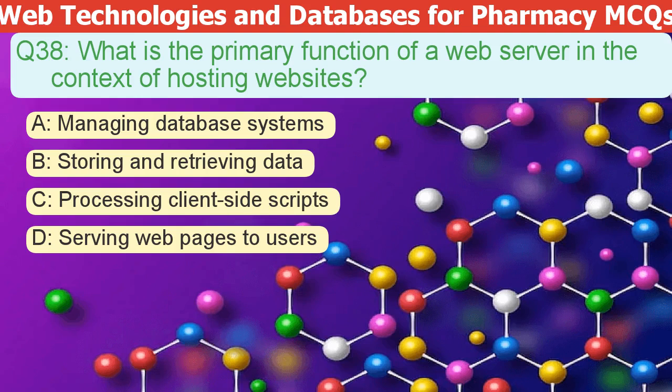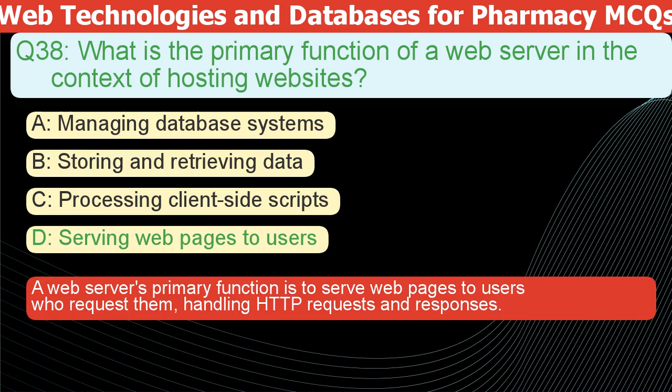What is the primary function of a web server when hosting websites? A. Managing database systems. B. Storing and retrieving data. C. Processing client-side scripts. D. Serving web pages to users. The correct answer is D. A web server's primary function is to serve web pages to users who request them, handling HTTP requests and responses.